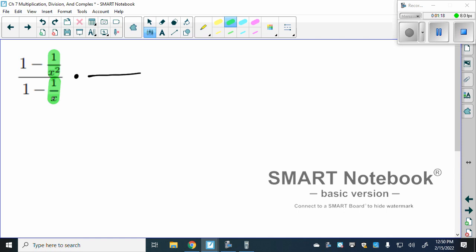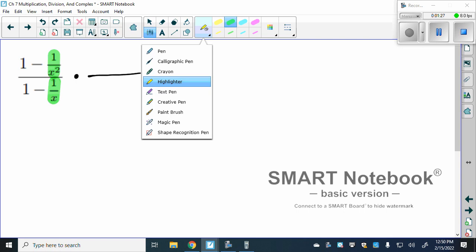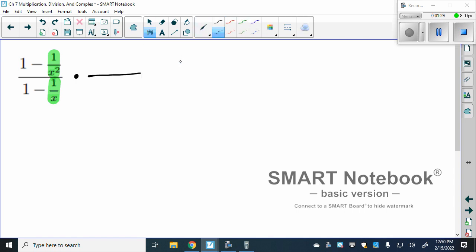Now, on top we have 1 over x squared as one of the fractions, and on bottom we have 1 over x. And if we look at both of these here, well, what do I need to multiply 1 over x by to get the x to cancel out? Well, we need to multiply it by x. Because 1 over x times x would give us x over x, which would simplify out. And if we multiply it on bottom, we also have to multiply it on top.